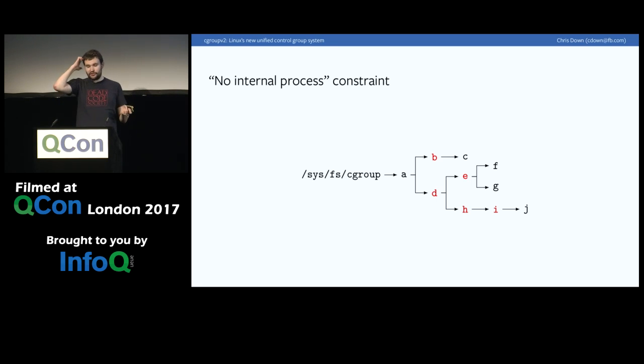Another new feature in version 2 is the addition of the no internal process constraint. This means that cgroups with processes cannot create child cgroups if they have those processes and they have controllers enabled. Say you have the CPU controller enabled in some part of the hierarchy. To put it another way, the cgroups in red here either have to have no processes in them or they have to have no controllers enabled. This is for a number of reasons. Generally, child processes should not compete for resources with their parent. That usually doesn't make a whole lot of sense. And implementing reasonable resource competition between children and parents is really hard, actually. It's a pretty difficult technical barrier.